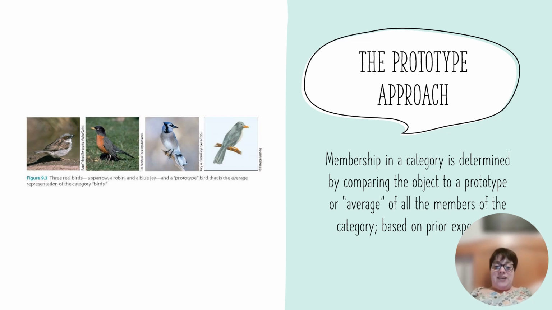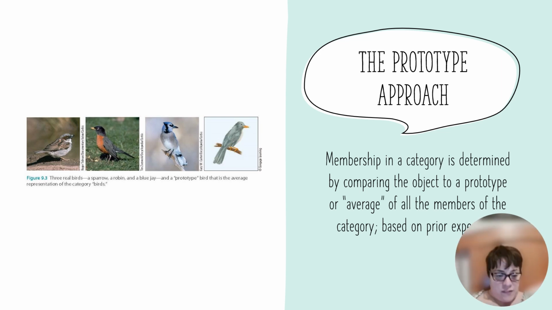Eleanor Rosch in 1973 proposed that the typical prototype is based on a statistical average of all of the members of that category that are commonly experienced. So, for example, the prototype for the category birds might be based on some of the birds you usually see, such as sparrows, robins, and blue jays, but doesn't necessarily look exactly like a particular type of bird. Thus, the prototype is not an actual member of the category, but is instead an average representation of the category.